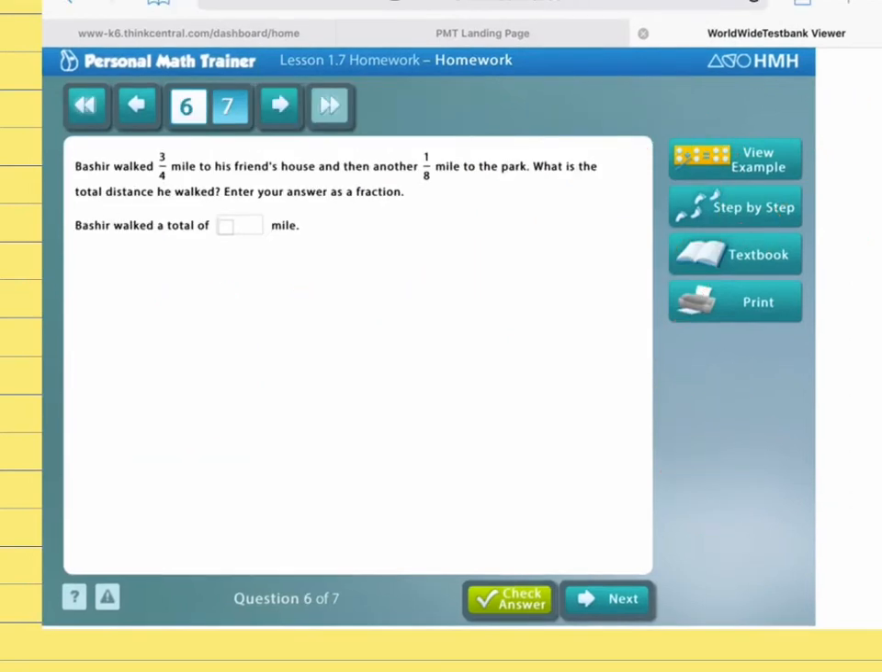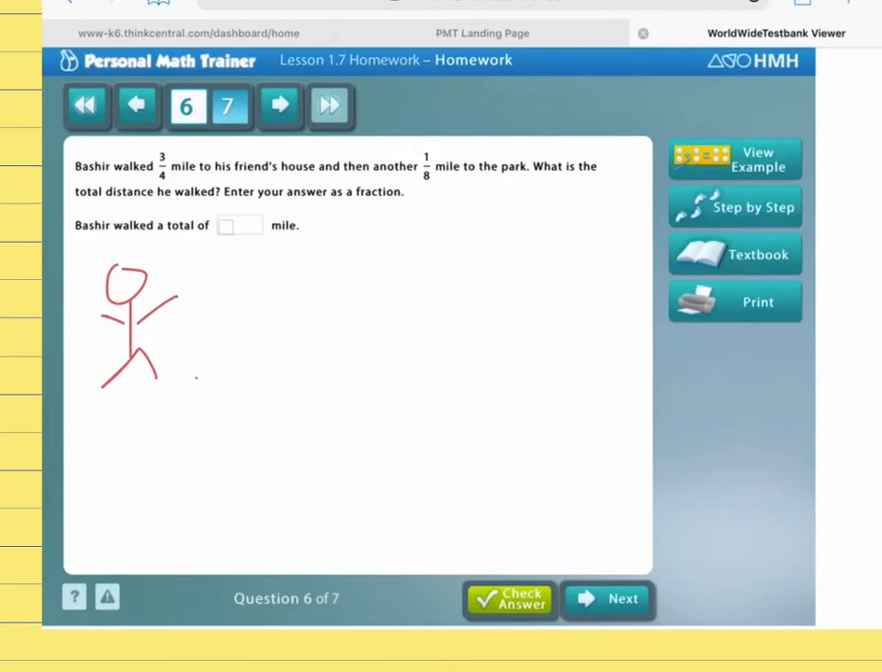We're looking at a word problem, so the most important thing here is unpack it. Bashir walked 3/4 of a mile to his friend's house and another 1/8 mile to the park. What is the total distance he walked? So we know it's going to be finding the sum. Picture models are great. So draw a picture model. I'm going to do a number line here.